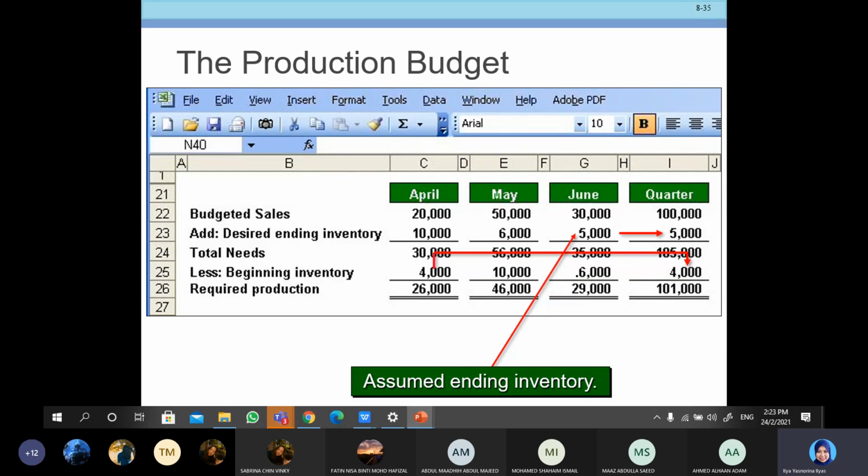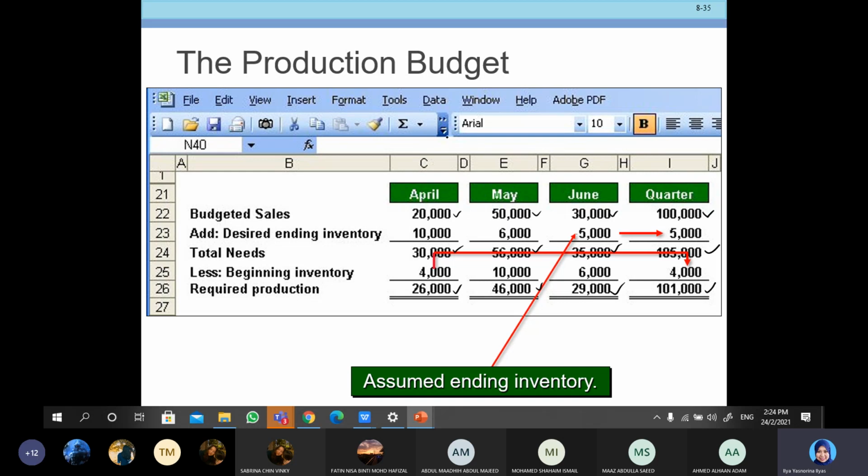Okay, now the most important part. You have to do the quarter. The quarter you have to total up here. Total up here you will get 100,000. And then you total up here you will get 105. And you total up here you will get 101. Okay, what about ending inventory and beginning inventory? Okay, this is the difference. You cannot total up. For ending inventory, take the last one. For beginning inventory, take the first one. So that is how it works.